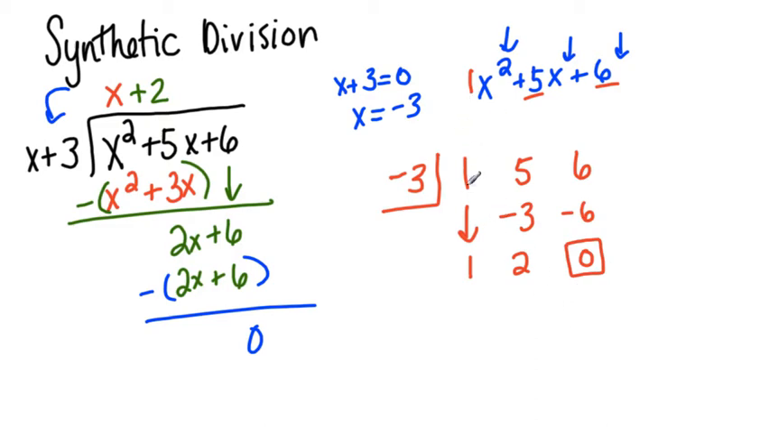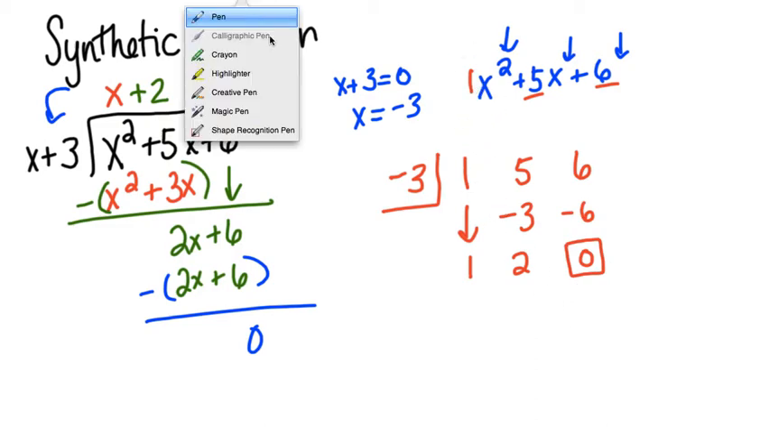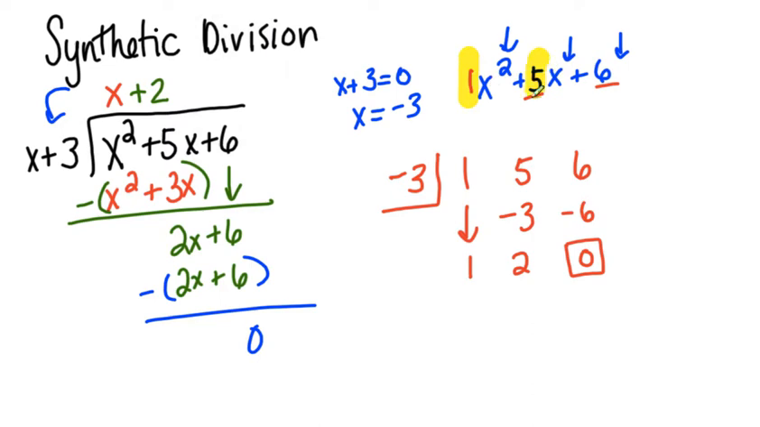So again, these numbers come from here, and they go into this. Okay, and then the negative 3 comes from setting it equal to 0. And then what you do is you drop the first one, multiply this number to this, and put it here. Add these two, get 2. Multiply negative 3 times 2 to put it there, and then add those.